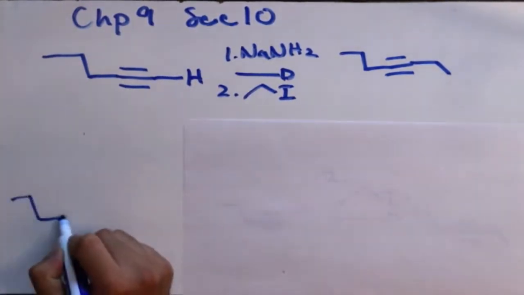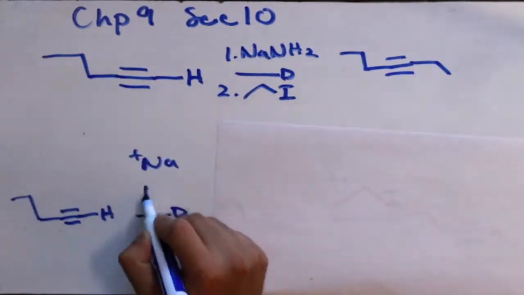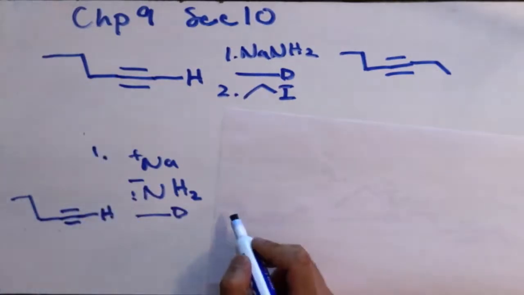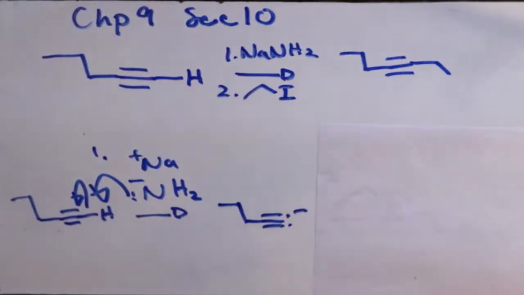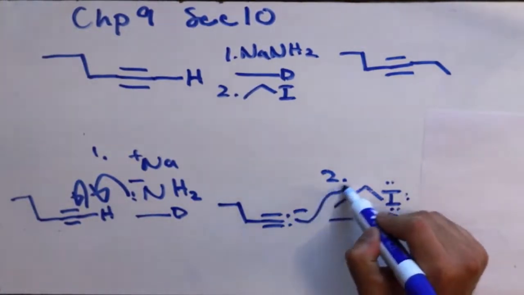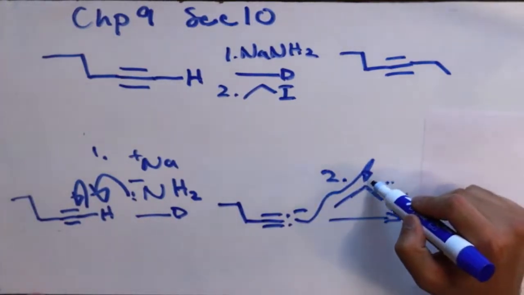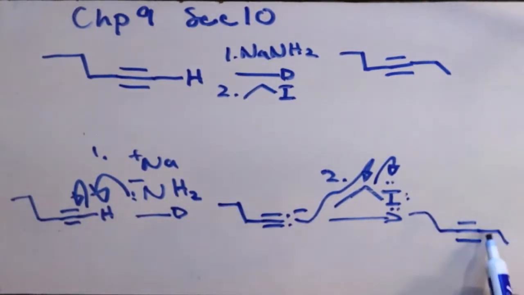So, starting with a terminal alkyne in solution with sodium amide, a deprotonation will occur, producing an alkynide ion. This alkynide ion will then be put in solution with an alkyl halide, such as this, and the lone pairs will attack this carbon in a nucleophilic attack, pushing these electrons onto the iodine. That will produce this alkyne with the alkyl chain attached at the site of the alkynide ion.